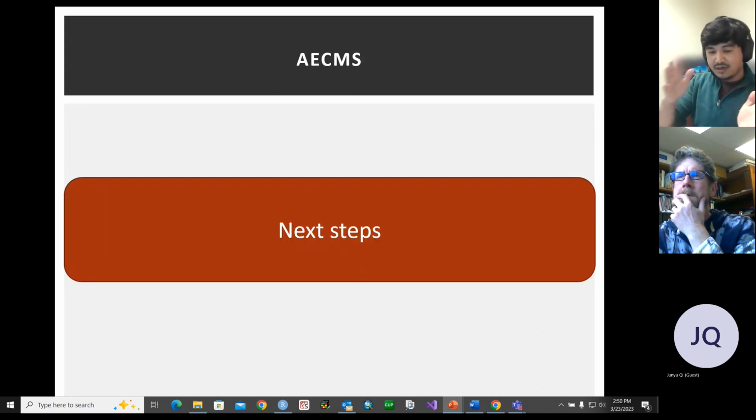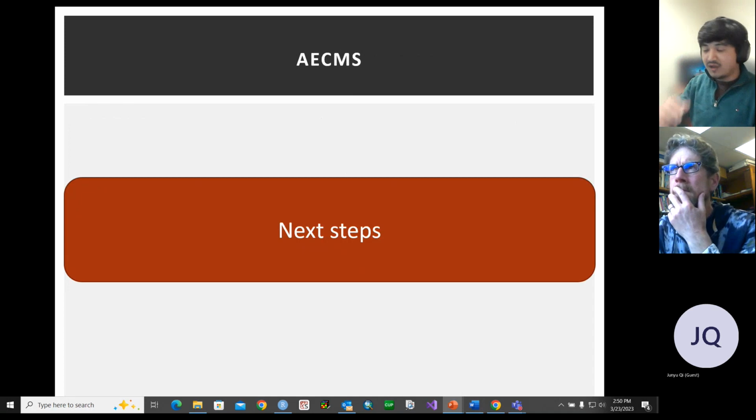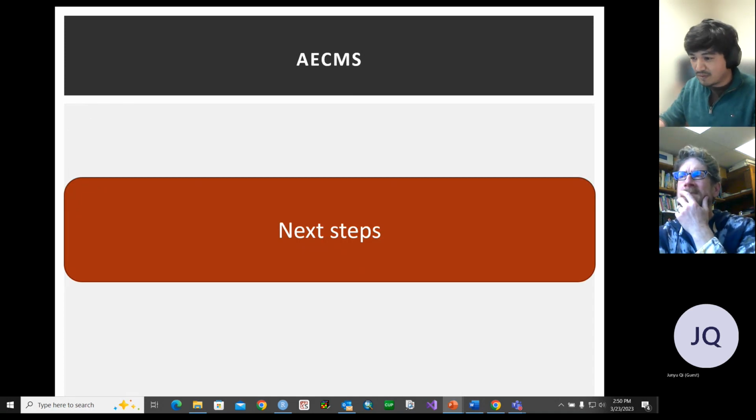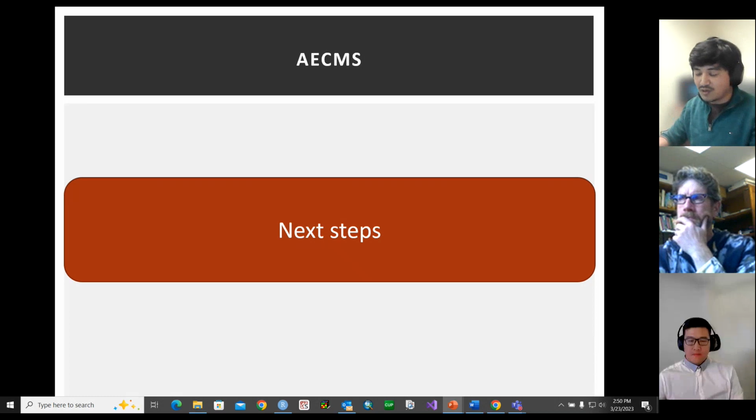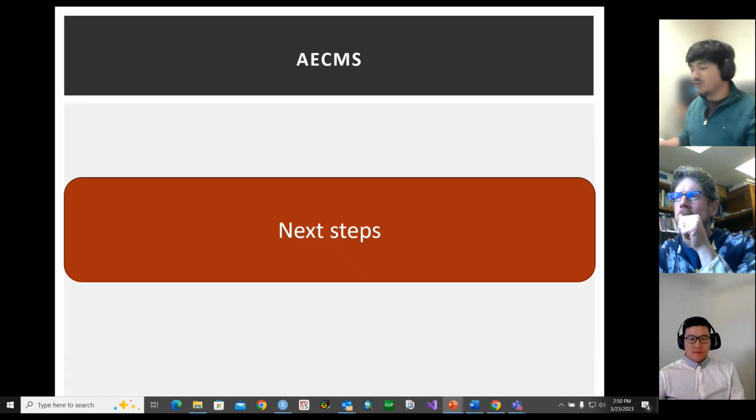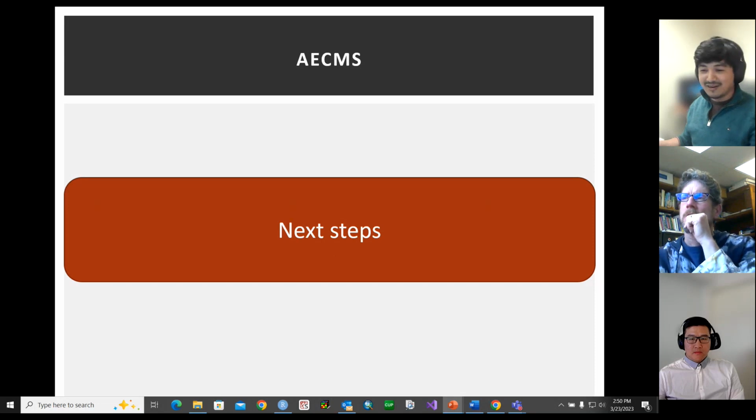So next steps, we are going to do this work in the upper Mississippi River Basin. We are currently working in the upper Mississippi River Basin, so basically for this whole project there. So that is a quick overview of the work that you're doing right now.